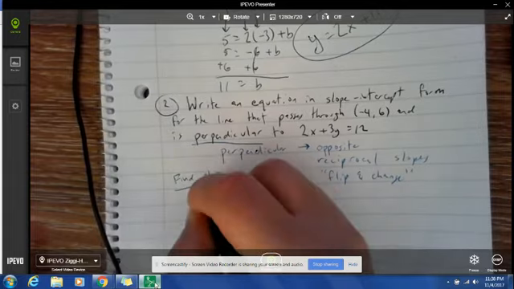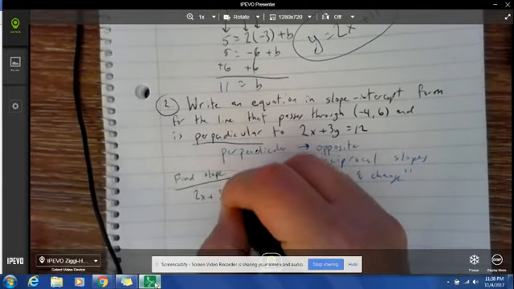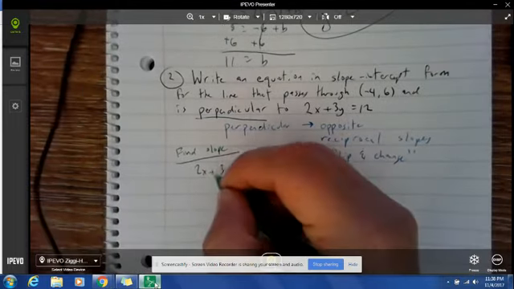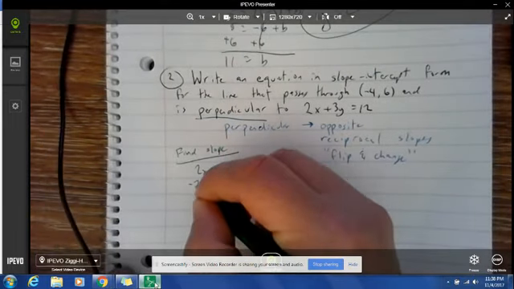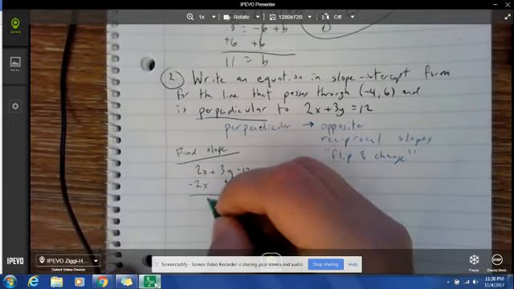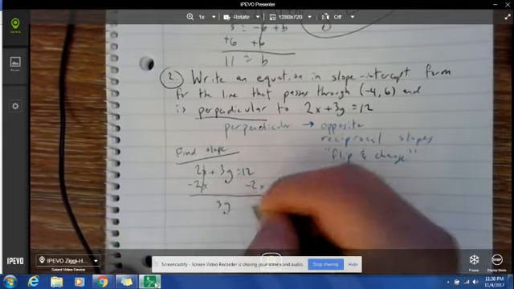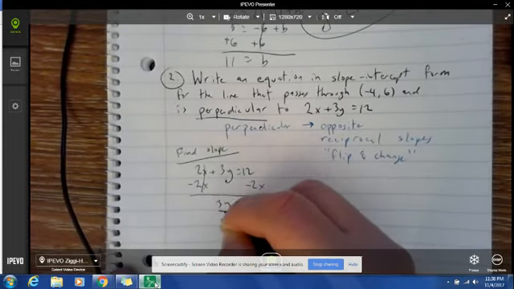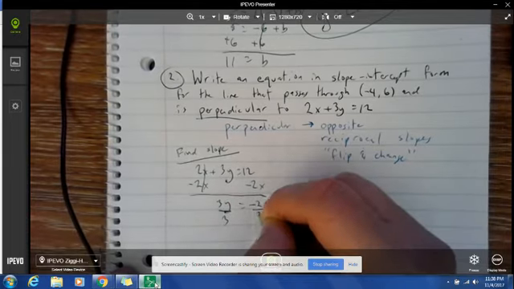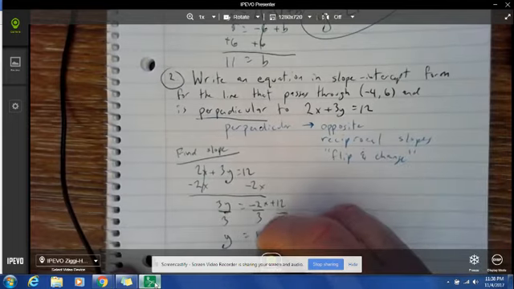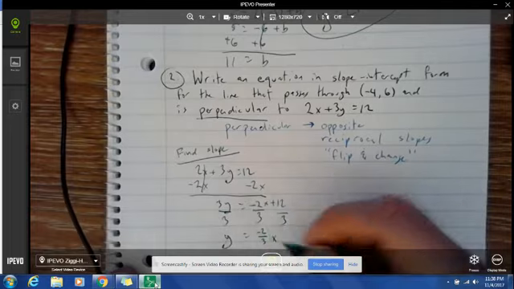So we have 2x + 3y = 12. And so when you get y by itself, the first step to doing that is going to be minus 2x, which gives us 3y = -2x + 12. And then we're going to take everything and divide by 3, giving us y = -2/3 x, because that doesn't simplify.